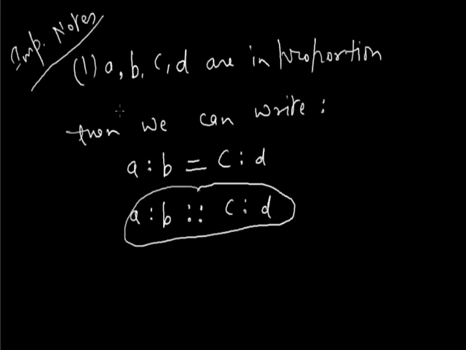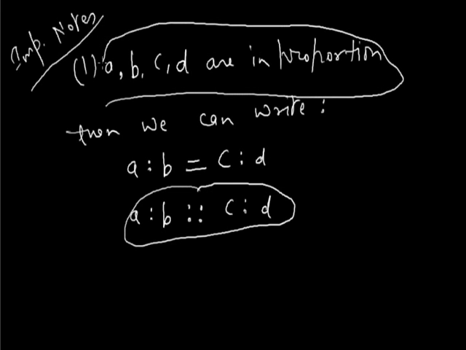If you encounter a statement which states that a, b, c and d are four numbers and they are in proportion, then you will conclude that a ratio b is proportional to c ratio d, which means that a ratio b is equal to c ratio d.